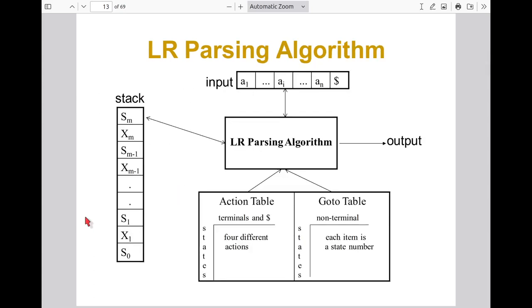But I want to get into the actual operation of this algorithm. Just like with a finite state machine, you have state transition tables here. But like a pushdown automaton, we also have a stack to record state.